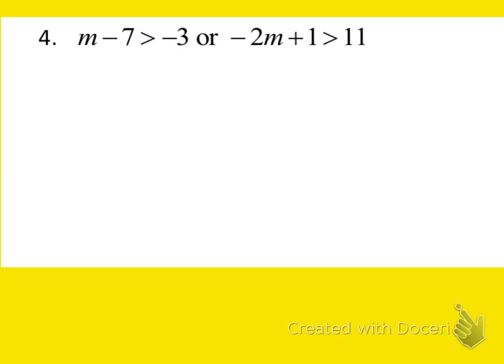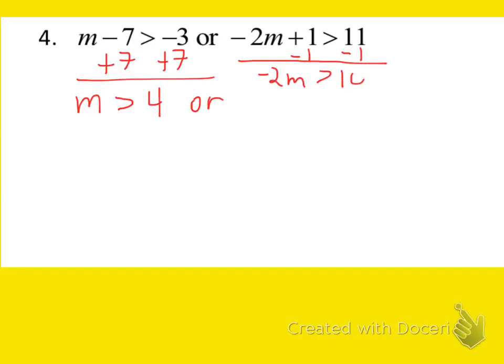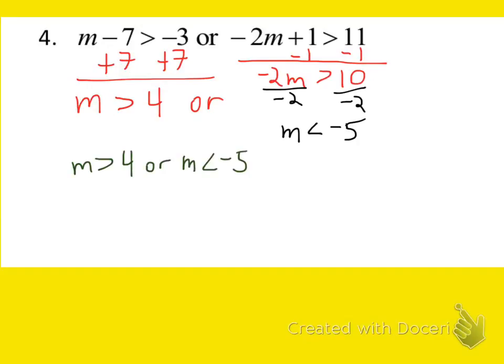All right, last example. It's definitely an or problem. You see the word or there. Let's solve it individually. M is greater than 4, or remember when we divide by negative 2, we're going to switch the inequality sign so it'll become less than. M is greater than 4, or M is less than negative 5.